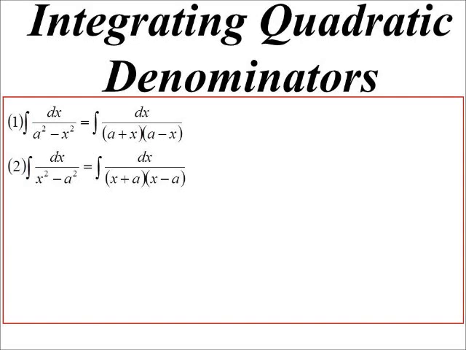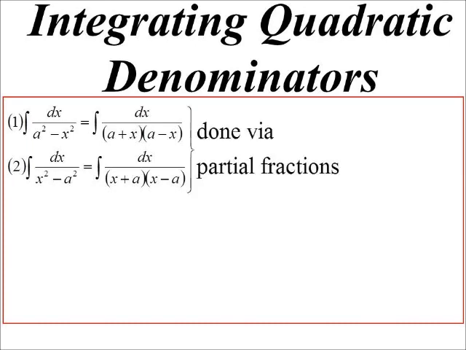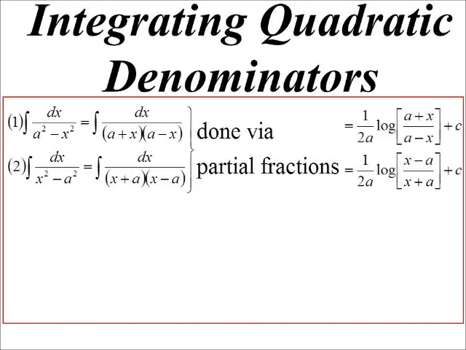Okay. So the standard integrals that are involved with quadratic denominators. We have these two, a squared minus x squared and x squared minus a squared, which could be factorised, difference of two squares. You would then perform partial fractions on it. I tend to just memorise these, because I don't think they're too hard to remember.